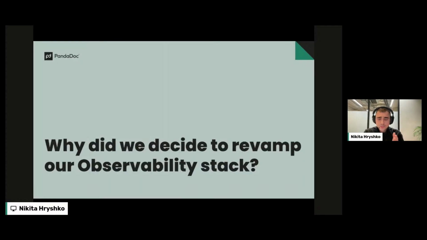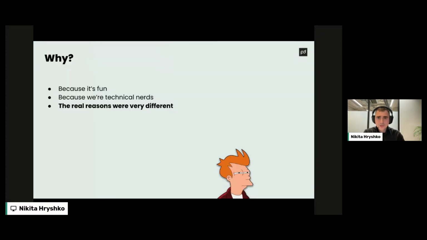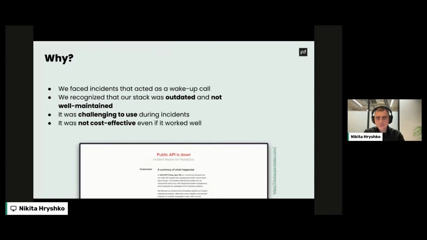And why did we decide to revamp our observability stack in the first place? You might think that we did it just for the fun of it, or because we are tech nerds, or simply because it's another tech task in our platform development backlog. Unfortunately, the reasons behind it were very different.